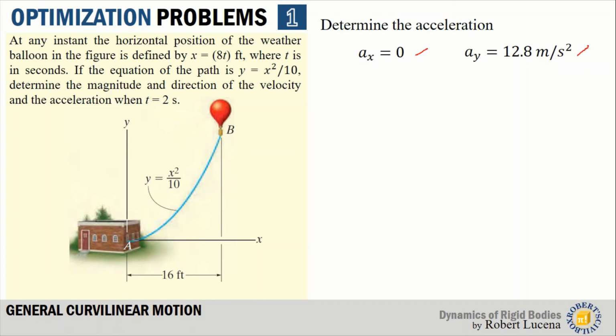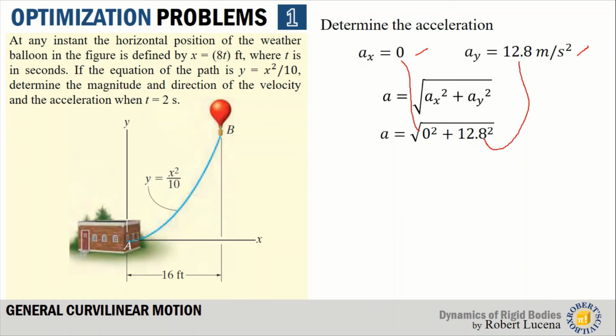Now to get the magnitude of acceleration, we simply use the Pythagorean theorem. The Pythagorean theorem states that the sum of the squares of the components is equal to the square of the magnitude. Getting the square root of the sum, we get the magnitude. So substituting the value of ax, that's 0, and the value of ay, that is 12.8, and performing the operation as shown, we get the magnitude of acceleration equal to 12.8 meters per second squared.